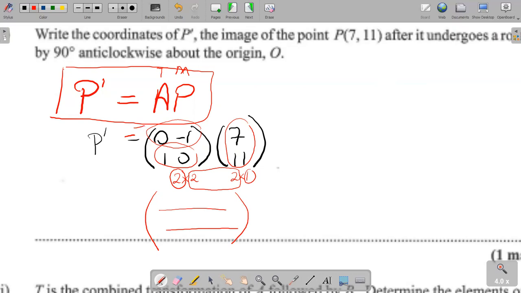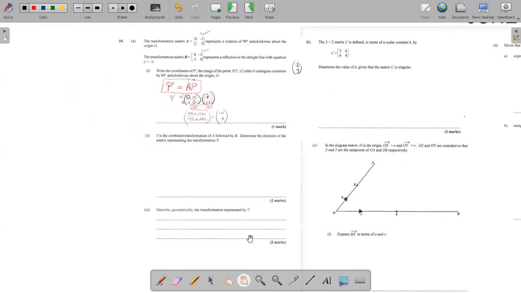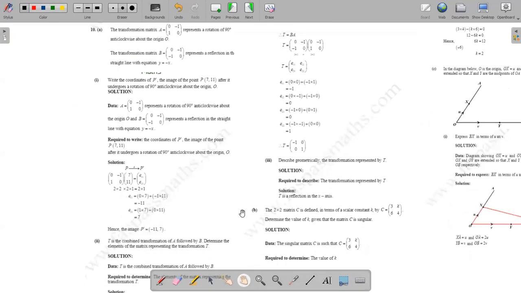So let's go. You got the top and the bottom. So let's do the answer for the top. The answer for the top is going to be 0 times 7 plus -1 times 11. Let's do the bottom. 1 times 7 plus 0 times 11. So what's my final answer? 0 times 7 is 0, plus, so you're going to be -11. And what's going to be at the bottom? 7. Guess what? That's it. Everybody see that?